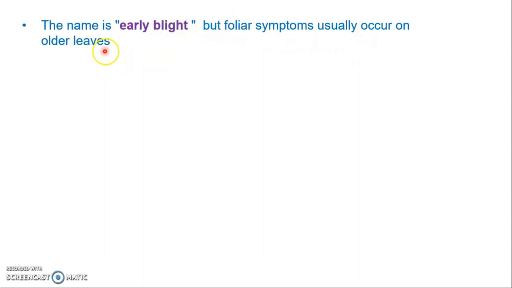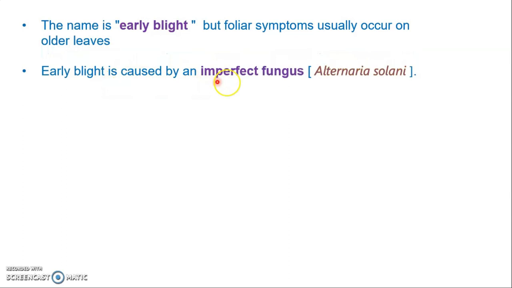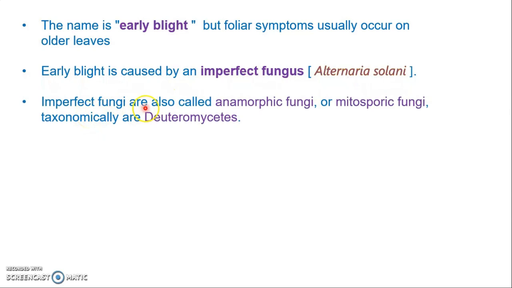Early blight is caused by an imperfect fungus, and that is Alternaria solani. What is meant by imperfect fungus? Actually, imperfect fungi are also called anamorphic fungi or mitosporic fungi. Taxonomically, they are in the group Deuteromycetes. But still, the definition of imperfect fungi is not clear. So in the next sentence, it will be clear.